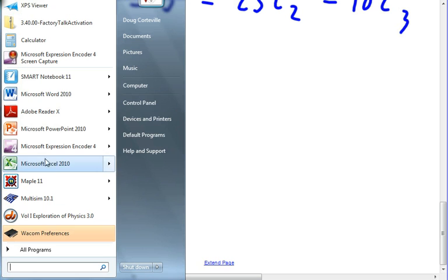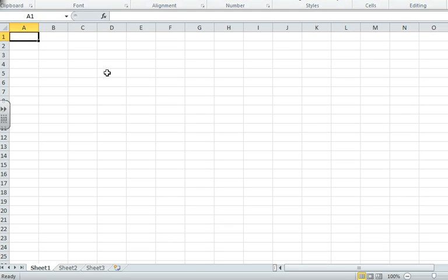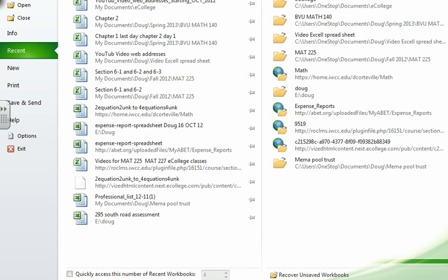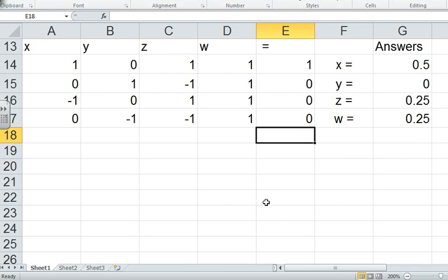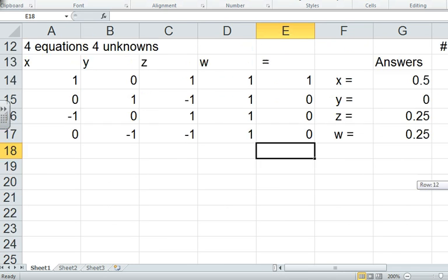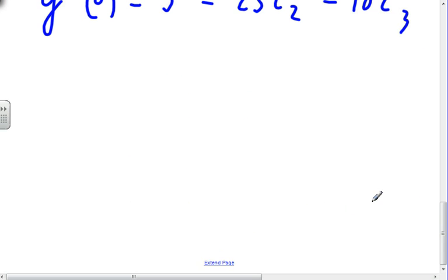I'm going to go and open up my simultaneous equation solver in Excel, just in case I need it. There we go. Did I put that on the spreadsheet for you? I don't know if I put that on the course for you, but I have it just in case I need it.